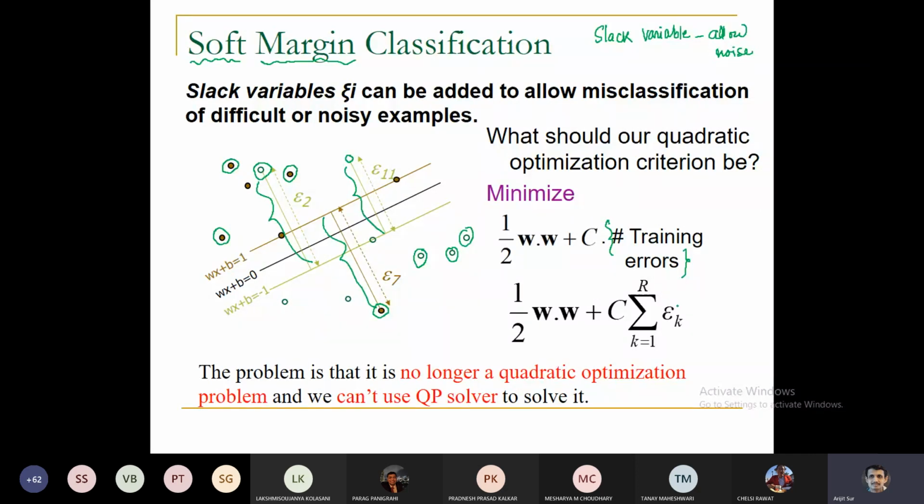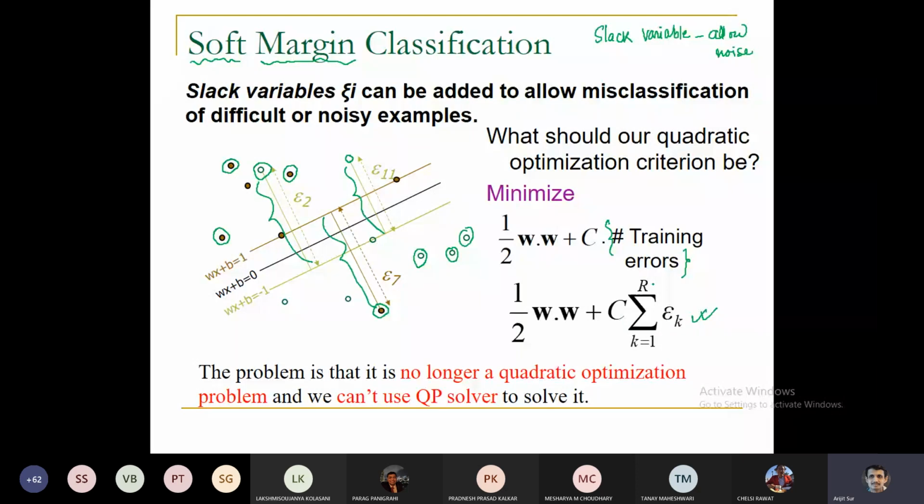Now, what is our objective? We want to minimize the number of slack variables. This function determines where you put your decision boundary along with the guidelines. The problem is that it is no longer a quadratic optimization problem, and we can't use a quadratic programming solver to solve it because of this term.